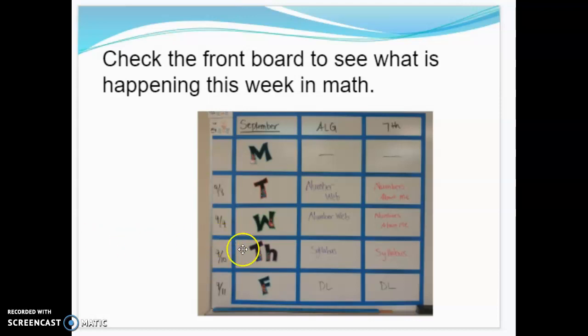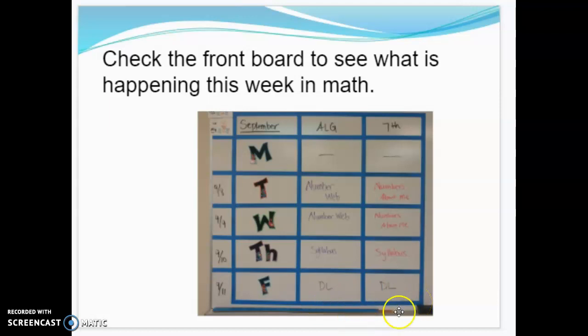On the front of the board, you're going to see that I have all the days of the week, broken down by the algebra advanced class. This is what they'll do each day if they're in school. And then the 7th grade pre-algebra class, this is what they'll do every day if they're in school. Notice Friday says DL because everybody's a distance learner.